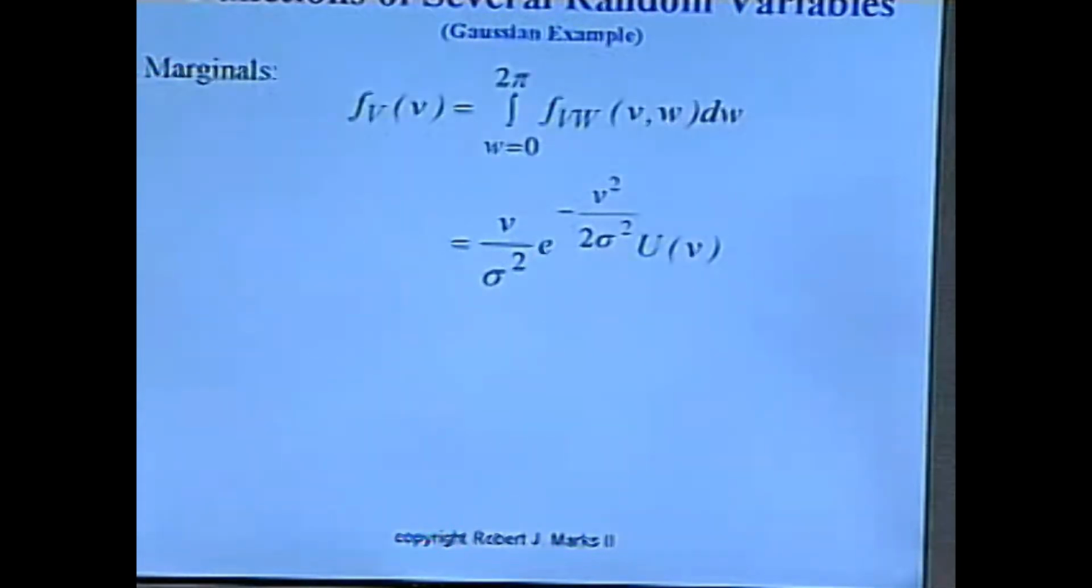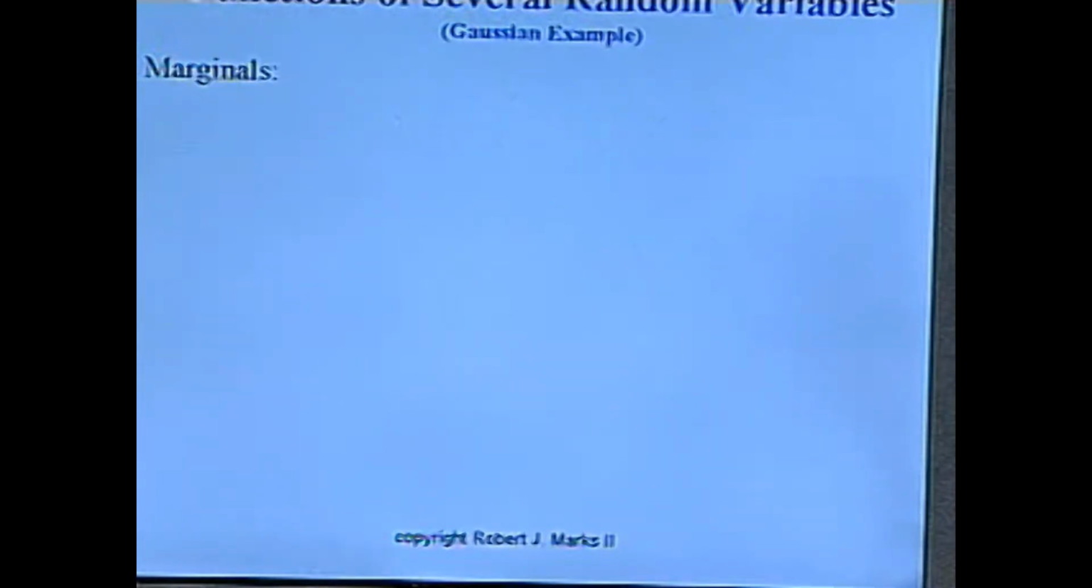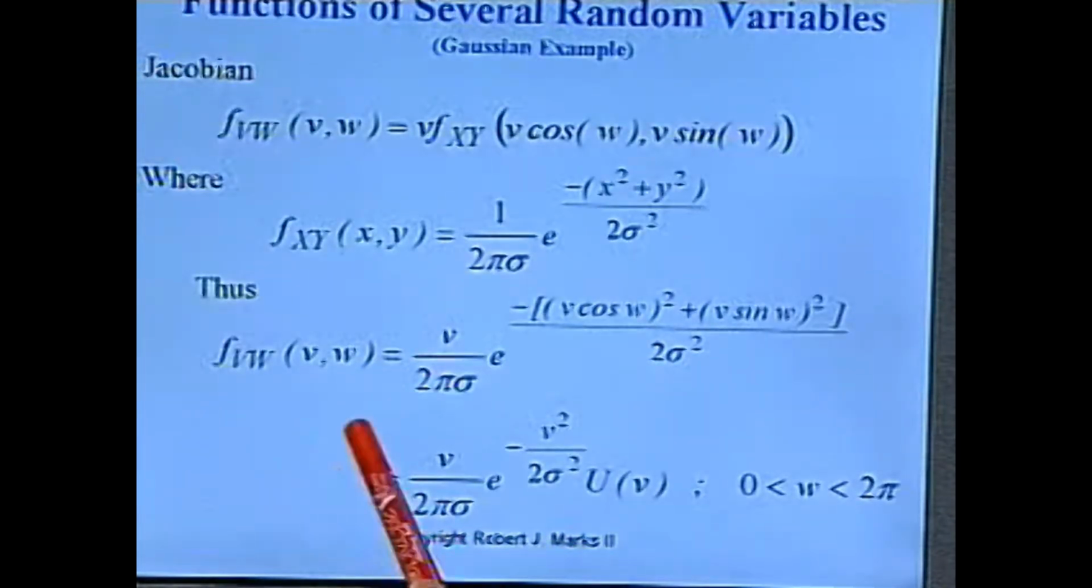Now, what is interesting about this is looking at the marginals. How do we get the marginals? Here's the joint. This is the joint density function. How do we get the marginals? We integrate out the variable we don't want. So if we want the marginal with respect to v, we integrate out w. Gosh, w isn't even there, is it? So if we integrate out w, this whole thing goes away, and we're just left with a constant. Whoa, that's interesting.